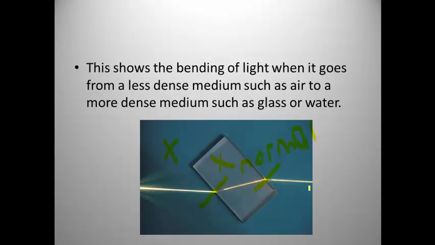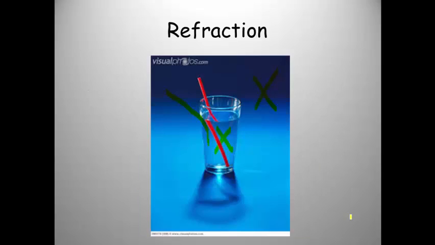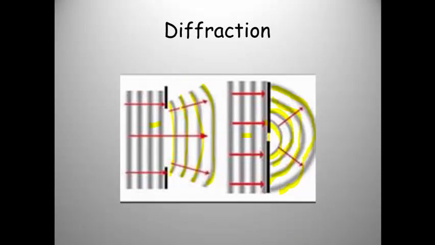You can see that bending away from the normal. So like I've written here, this shows bending of light when it goes from a less dense medium like air, okay, right there, into a more dense medium like glass or water. Yeah, this is refraction. This was diffraction.